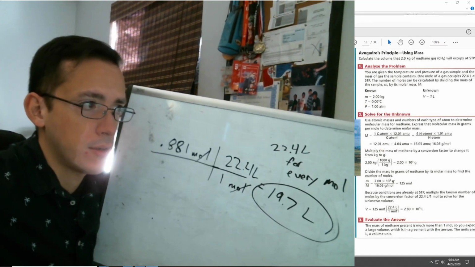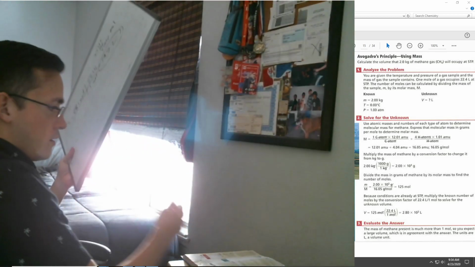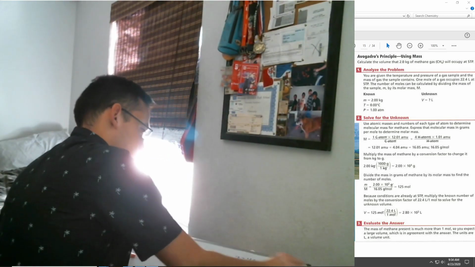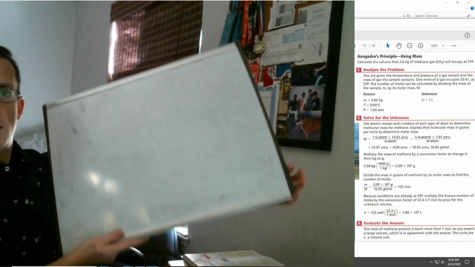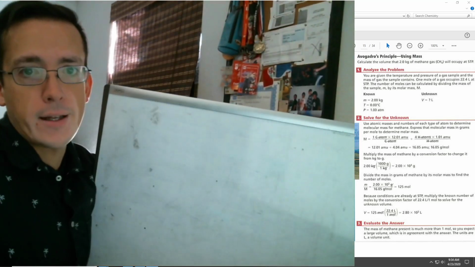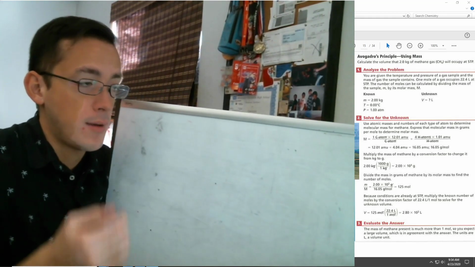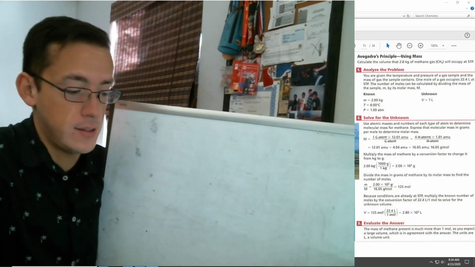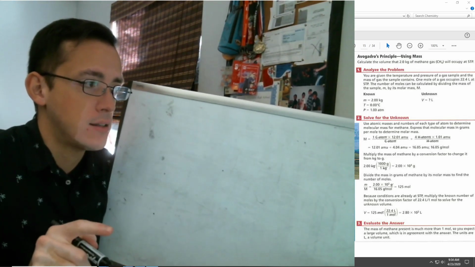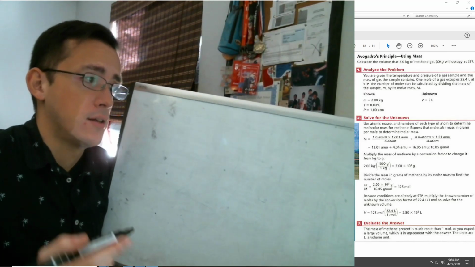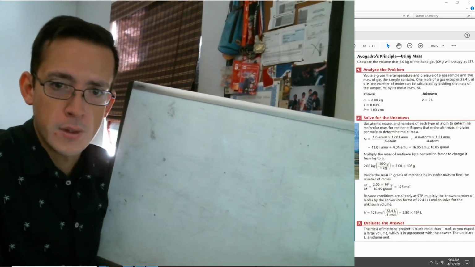Now let's do the slightly more complicated version. Calculate the volume that 2 kilograms of methane gas will occupy at STP. Okay, now it's giving us a mass, and it's telling us what type of gas it is. The reason is that we're going to have to go from how much mass that is to how many moles that is to the volume of that. So we're going to go through a couple steps in order to get there.